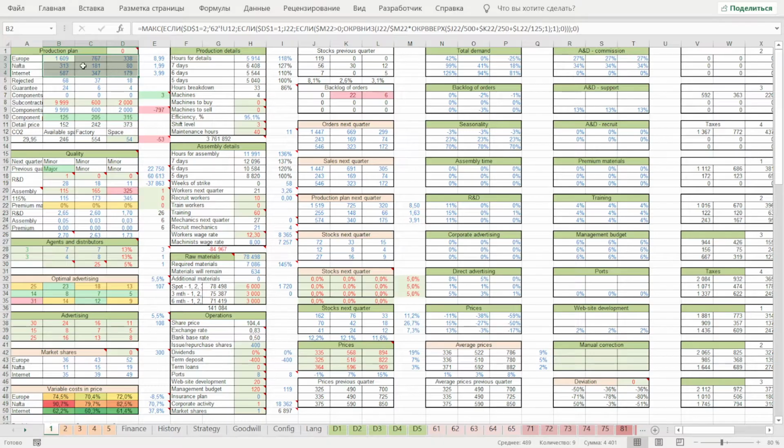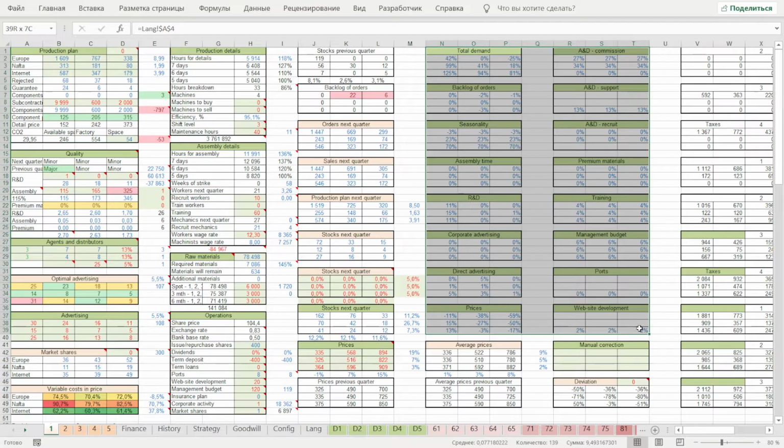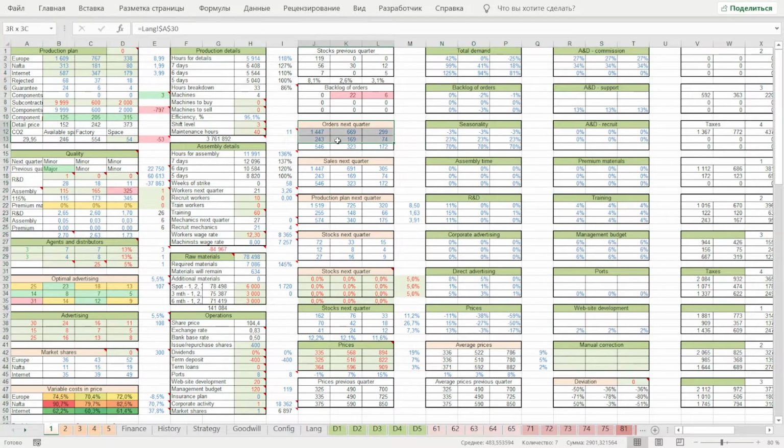In general, the calculation chain is as follows. The first, the demand forecasting block forms a plan for orders for the next period in the table orders next quarter. The second, taking into account the backlog of orders in the previous period, which we must complete in the next period, the model calculates the total number of sales in the table sales next quarter.